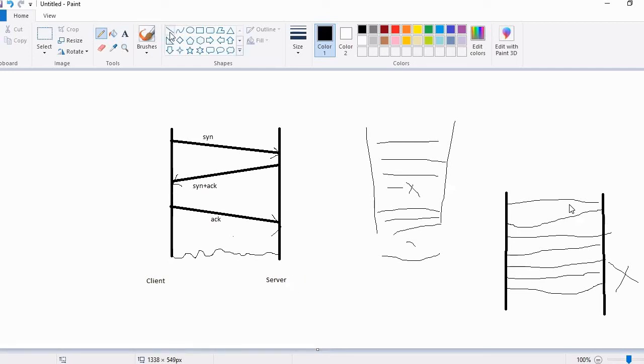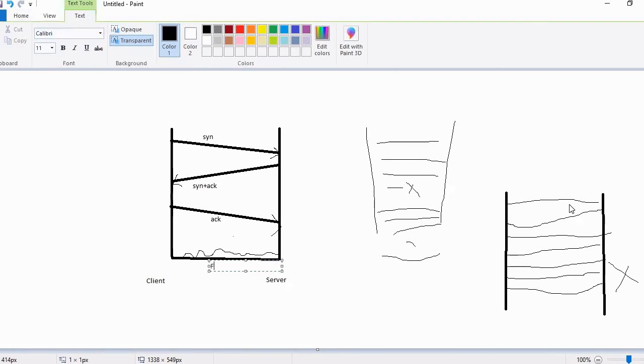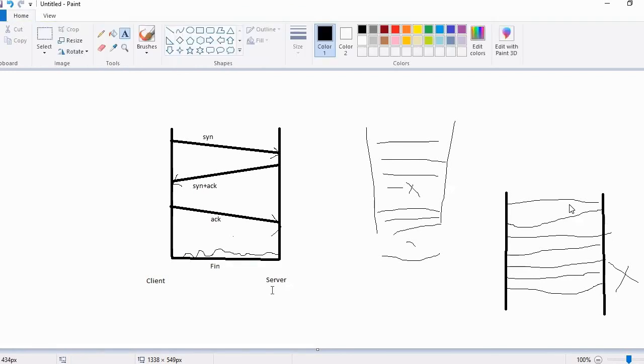Then, for the disconnection, the client will send the FIN packet. FIN means finished packet. It will send the FIN packet for the disconnection. When the server gets that FIN packet, it will again send an acknowledgement packet saying that it acknowledges that your data transmission is completed and now we are disconnecting for this transmission.